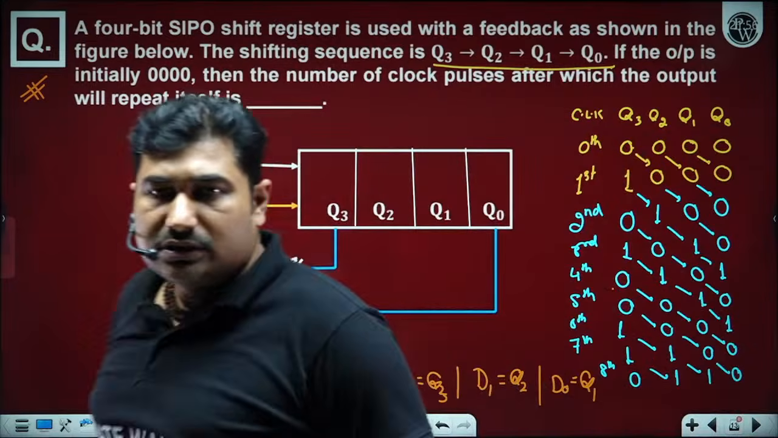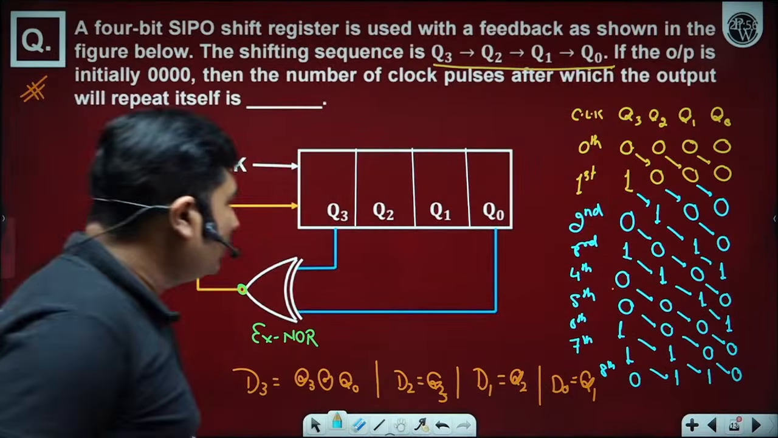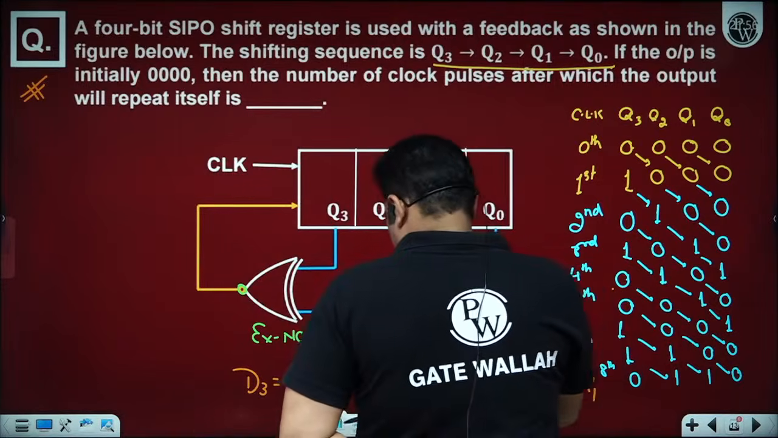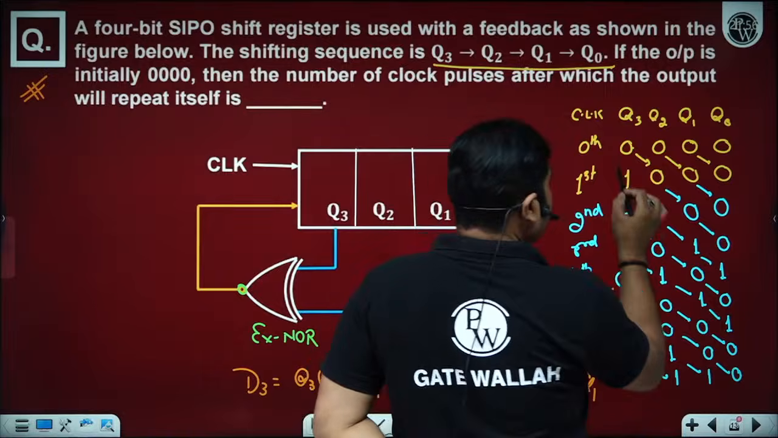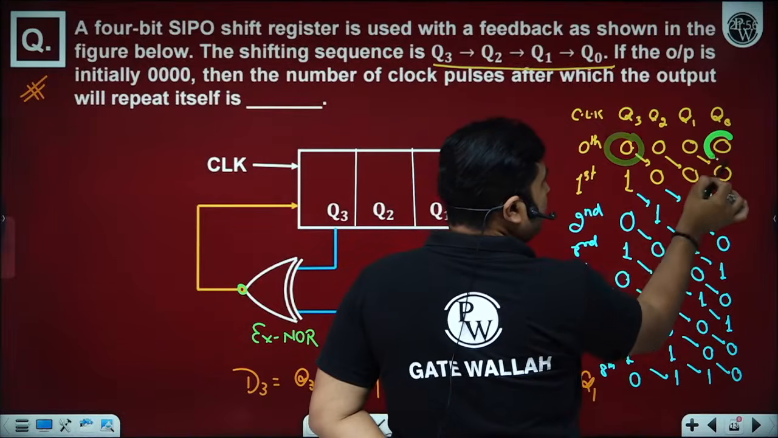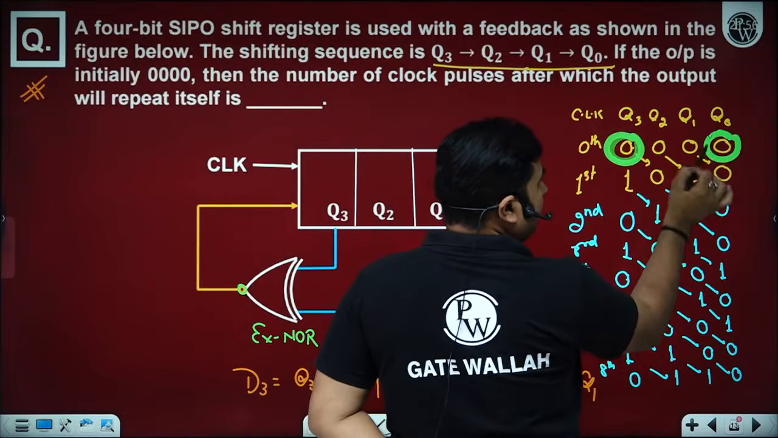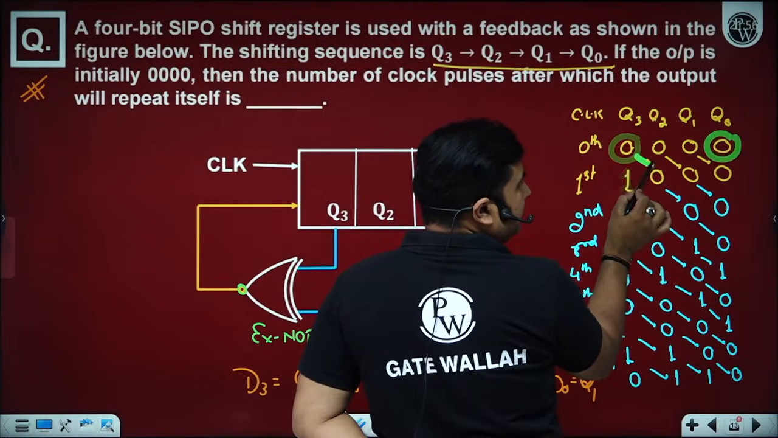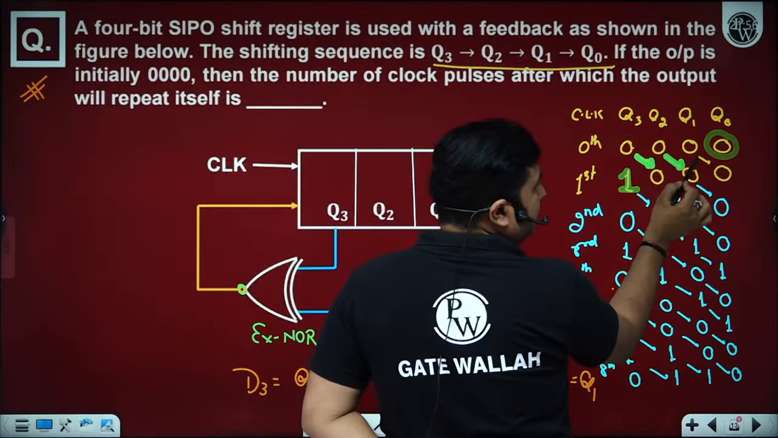Son, in the fourth, 0 is converted into 1. Beta ji, please observe here. On the first clock pulse, these two are the same, so the XNOR will become logic level 1. It's being shifted here, it's being shifted here, it's being shifted here.